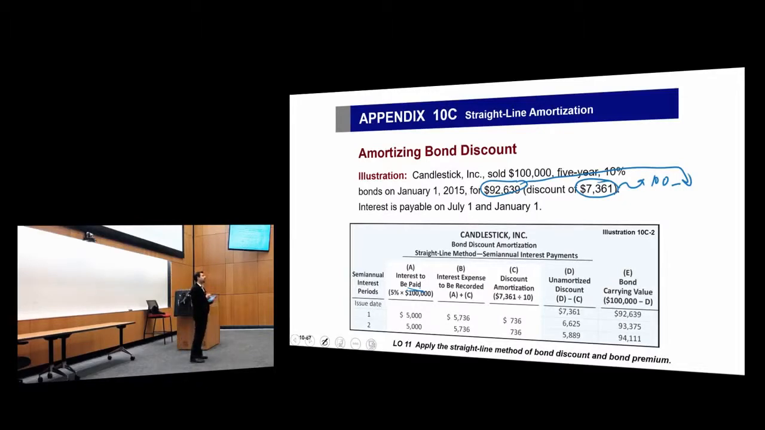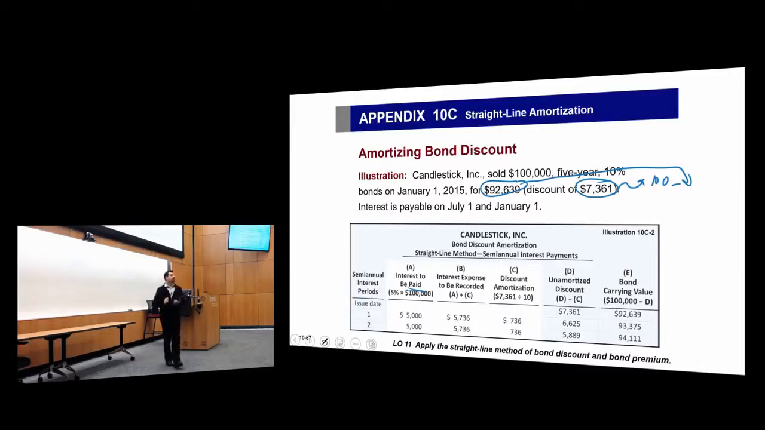Now, the interest expense that the company will recognize and will record will also include the amortization of bond discount. So in this case, the discount amortization per payment is 736. You add that to the 5,000, which is the actual payment. The interest expense that the company will record with every interest payment will be 5,736. Okay? That's the amount that the company will report.